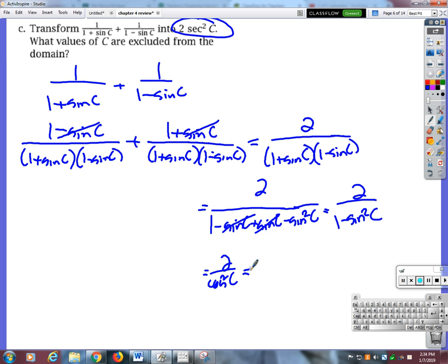Nice, because secant is 1 over cosine, so that means 2 over cosine is 2 secant. Okay?